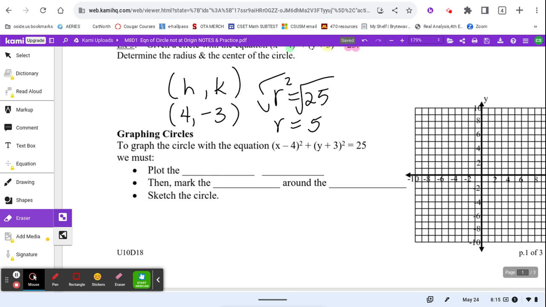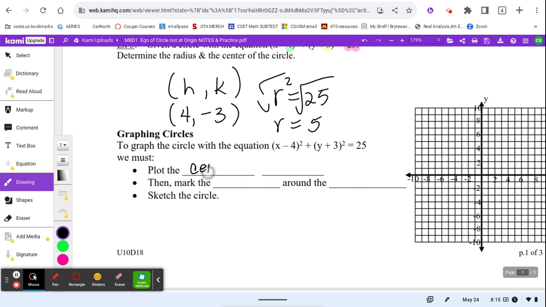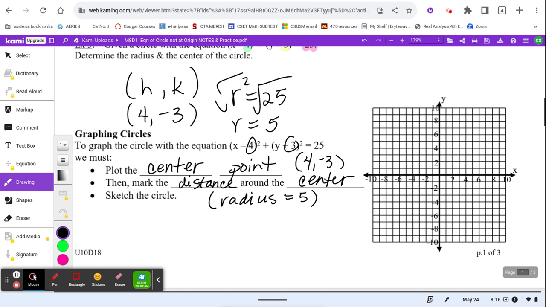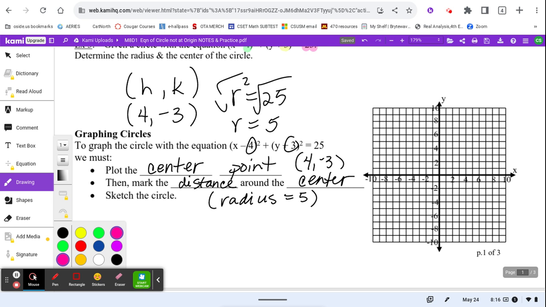That's it. Okay, so to graph circles, you use this equation and then you plot the center, which here is going to be at (4, -3), if you can see it right here. And then mark the radius, which is going to be the distance around the center. So here I go to graph it. I'm going to put the point (4, -3). Let me get a different color. And from there, I just count the radius of 5.